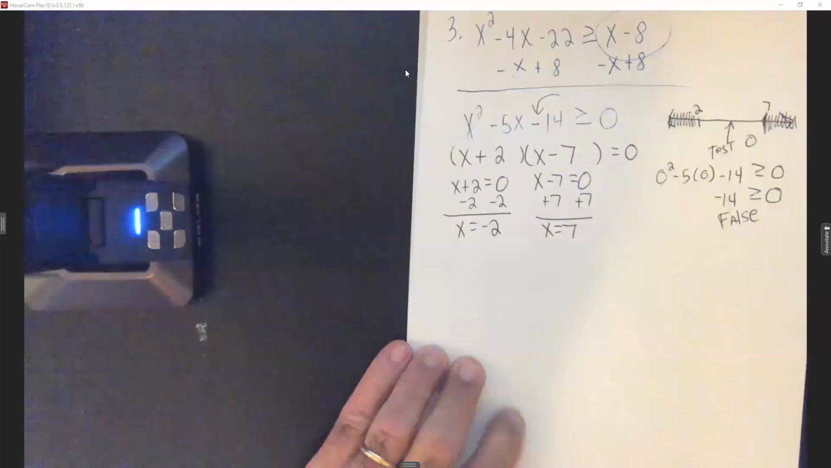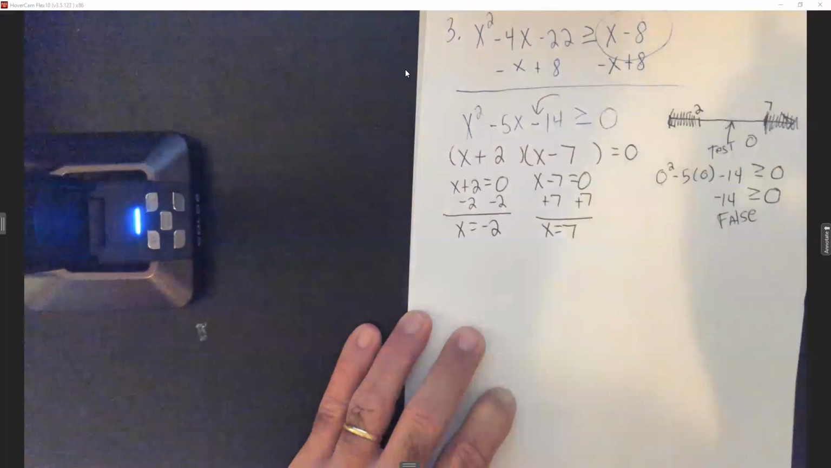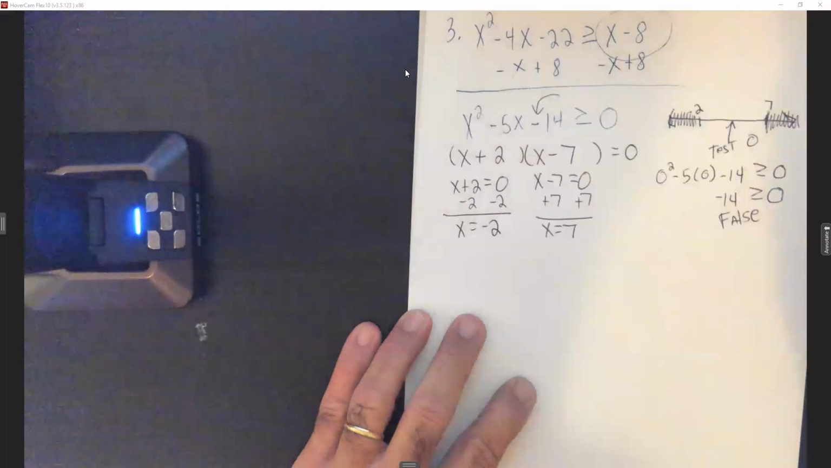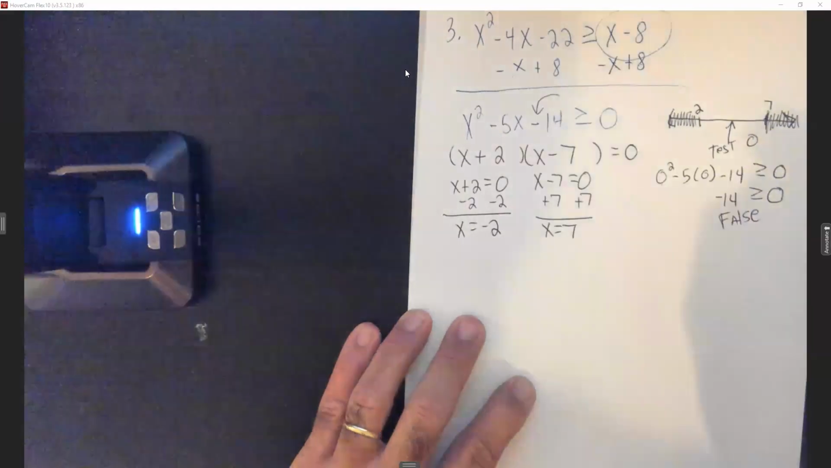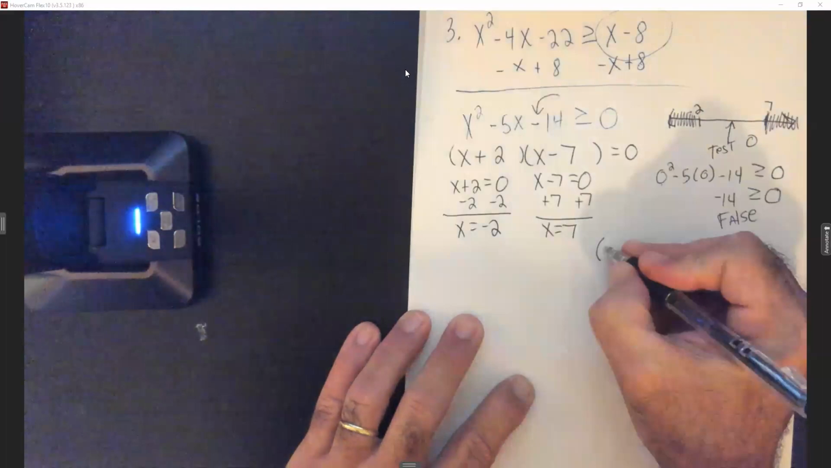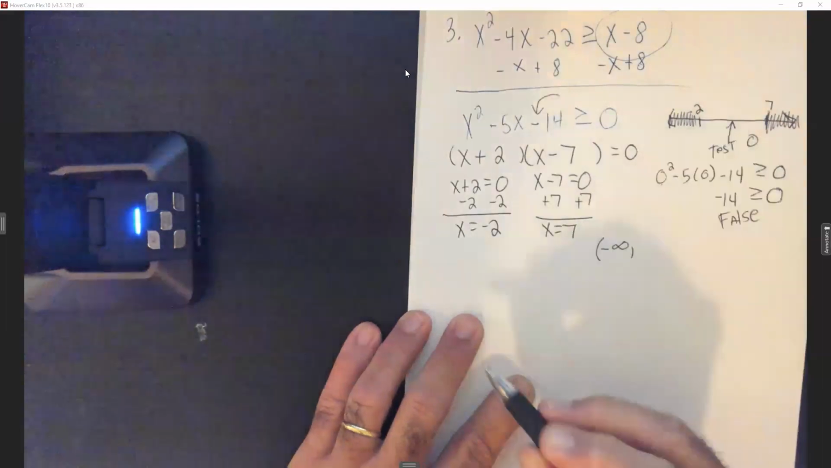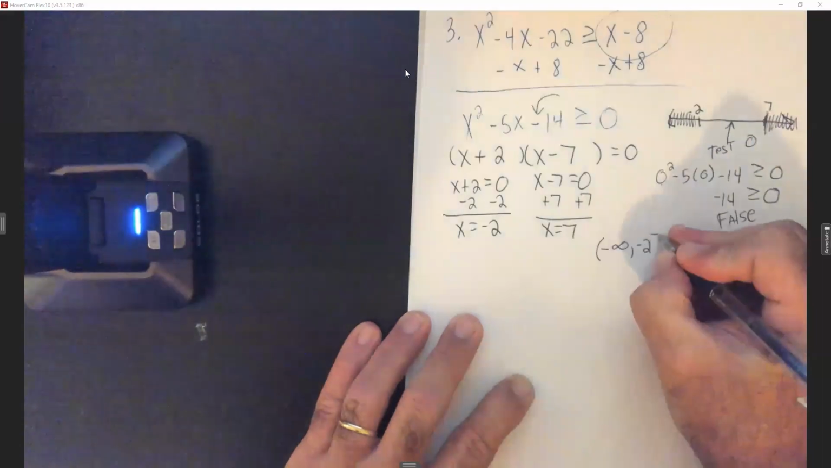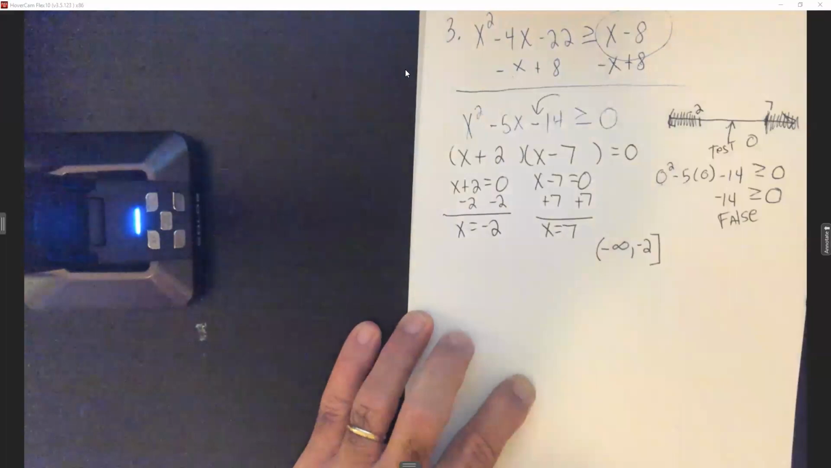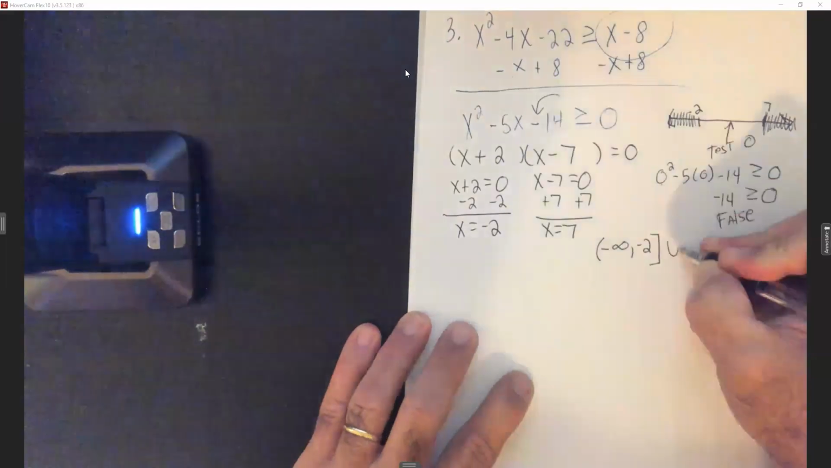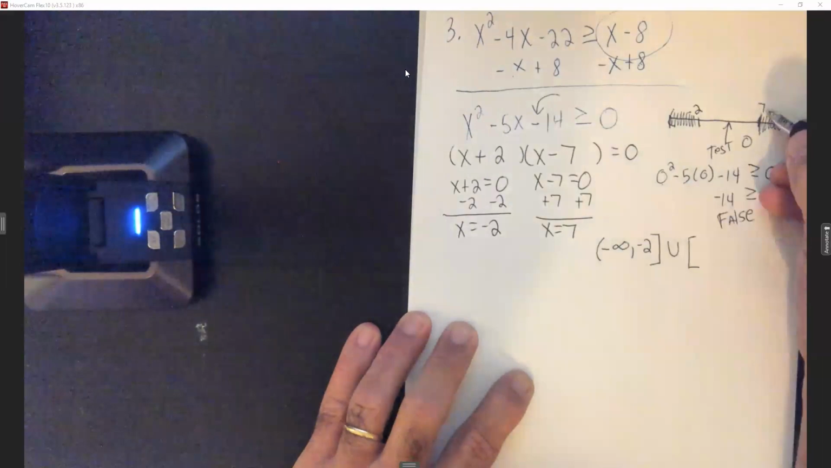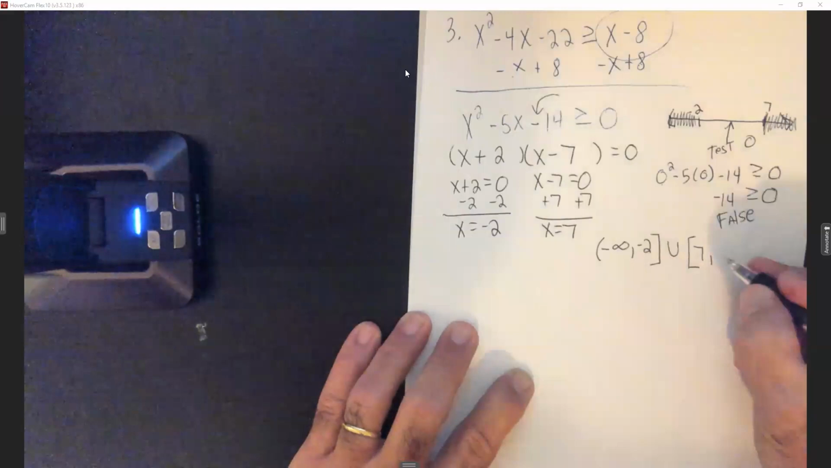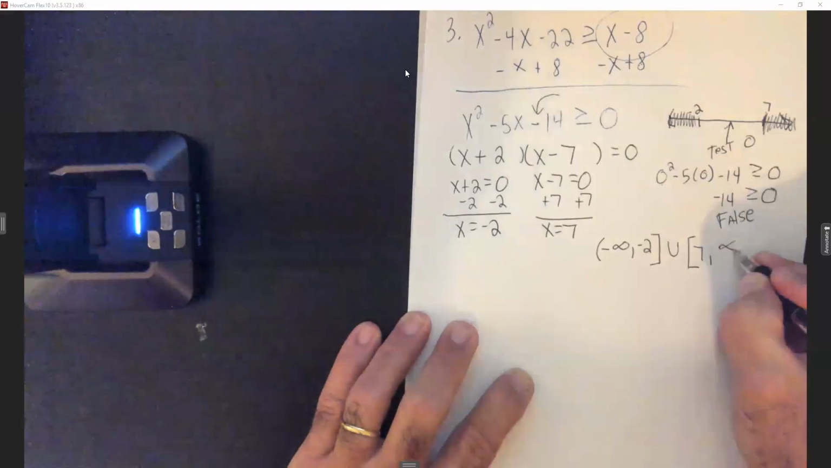So since I've got the outsides, now look here, I got equals on this one, so I'm going to use brackets around my numbers. Infinity, always parentheses. So from negative infinity, you go until you hit negative 2. But at negative 2, we use a bracket because we had equals. Then we're going to union brackets from the positive 7 until it hits positive infinity and then parentheses.